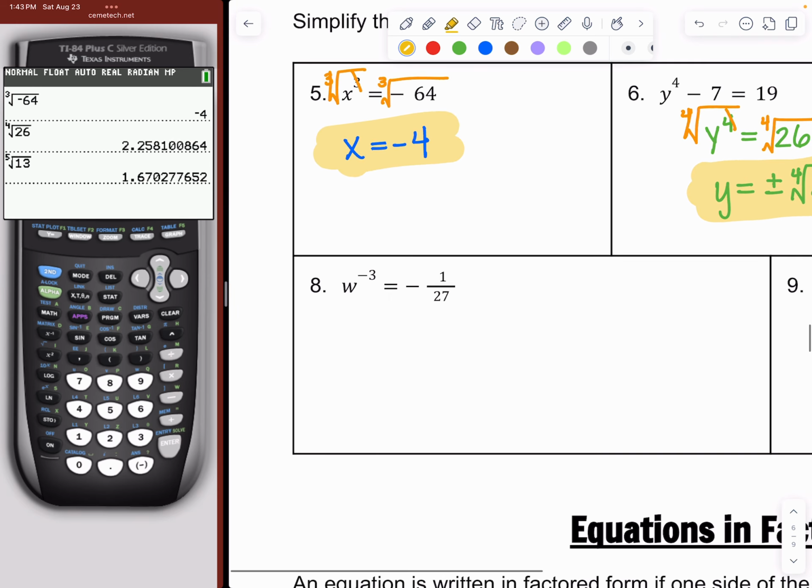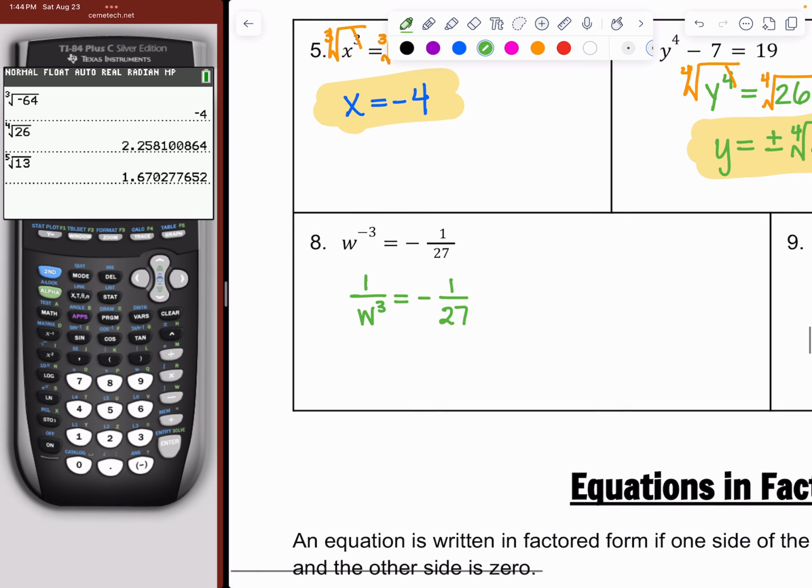Number 8, we have w to the negative 3rd power is equal to negative 1 over 27. So the first thing that I would suggest is to rewrite the left side, because you have a negative exponent and we're not used to that. So you can rewrite that as 1 over w to the 3rd power is equal to negative 1 over 27.